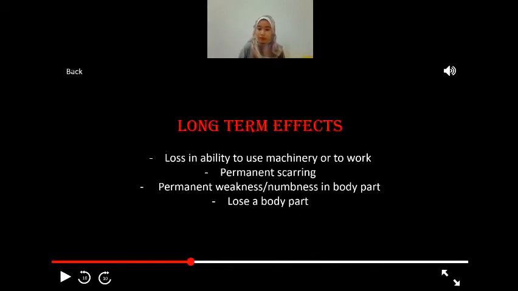Permanent weakness or numbness in the body part is another effect. This occurs when we accidentally cut a nerve or blood vessel, which is a major nerve that can cause internal damage, which leads to this problem. And last but not least, we might lose a body part. Let's say we're handling a blade and we're not looking at what we're doing, then we might actually lose a finger or so.